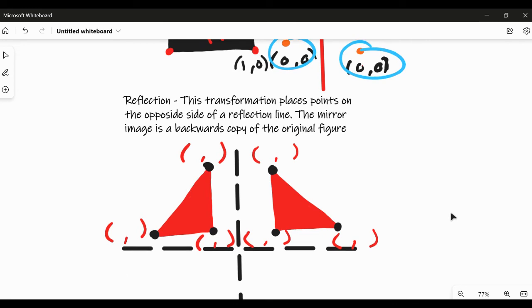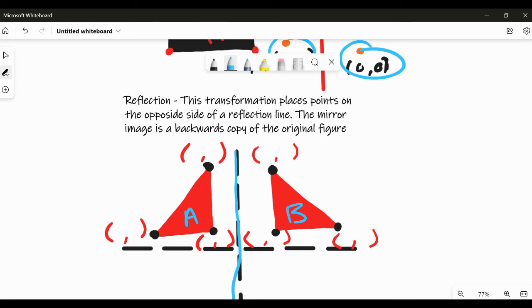All right. So here we have two figures, figure A and figure B. The one on the left will be figure A, the one on the right will be figure B. Figure B is an image of figure A after it has been reflected about the y-axis. So again, here we have our y-axis. It just so happens to be our reflection line.